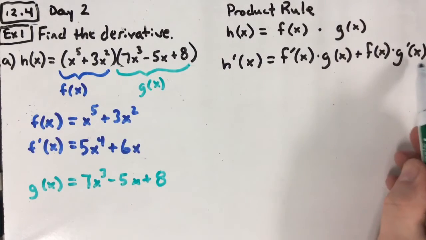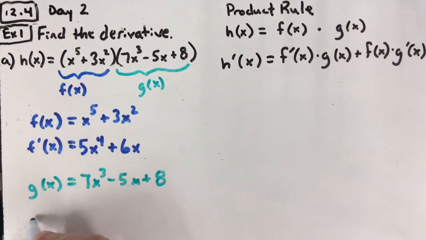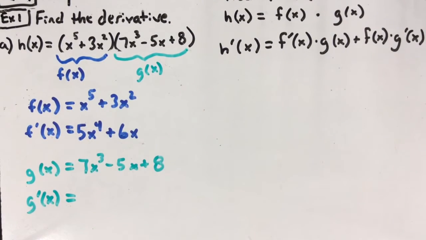And then I will need g prime of x. I do need to know what the derivative of this green function is. But again, this isn't something we need to do the long way. We can do this with the shortcut using the power rule again from 12.4 day 1.